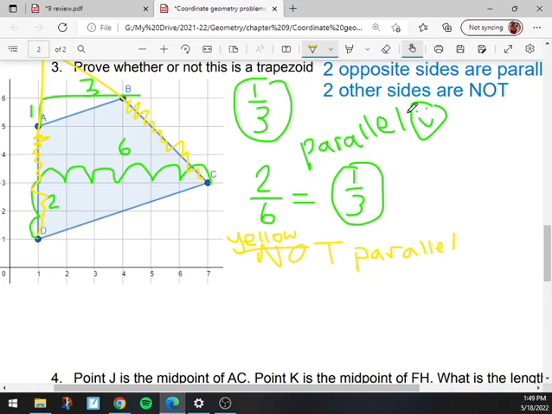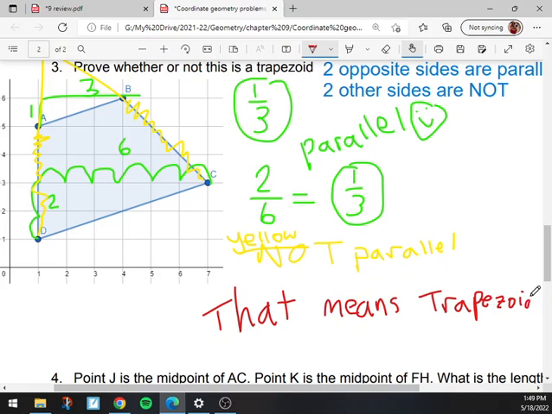So we had the two that are parallel, the two that are not parallel. That means trapezoid. Also, I accidentally made an upside down traffic light. I have green at the top, yellow in the middle, and red at the bottom. I don't know why I picked the colors like that. Okay, so that's that one.